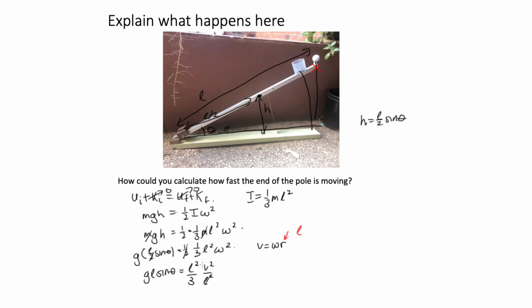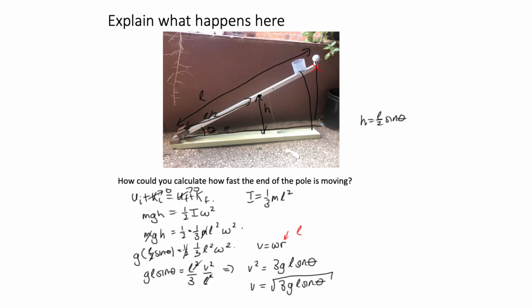And so these L squareds cancel out, and we end up with V squared is equal to 3GL sine theta, and so the velocity is equal to the square root of 3GL sine theta. So we could use this to work out the velocity of the end of the rod just before it hit the ground.